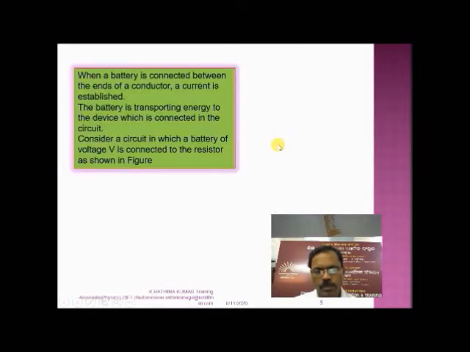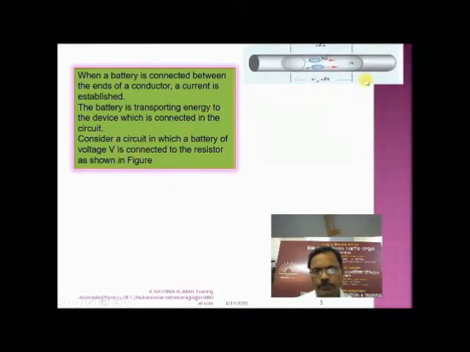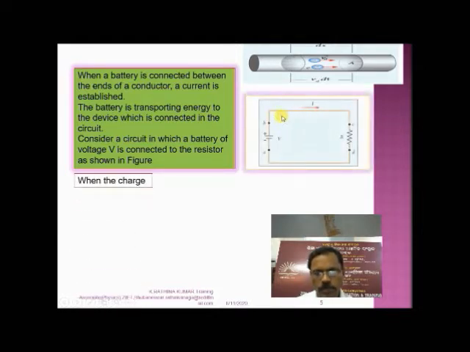Next, when a battery is connected between the ends of a conductor, a current is established. Naturally, the battery is transporting energy to the device connected in the circuit. Consider a circuit in which a battery of voltage V is connected to the resistor as shown in the figure. Let us see the diagram. A battery is connected, a resistance is connected in series, and the difference between A and B is the EMF, and between C and D it will be the potential difference.